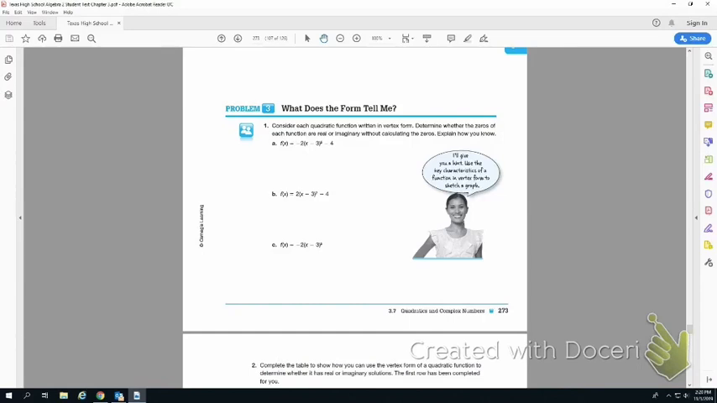All right, looking at A, what would my vertex be? 3, negative 4. Is it going to be concave up or concave down? So if my parabola is roughly going to be that, how many and what kind of solutions do I have? 2 imaginary.